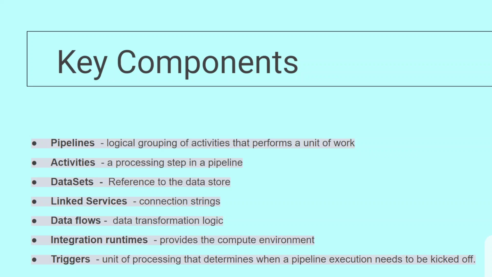Linked services. When you have to run the pipeline, you should have a link between the source and the target. So linked services are nothing but connection strings where you connect to the source databases or source files. This creates the connection strings and you can use them inside the pipelines. Data flows are a series of activities given to do the data transformation logic.